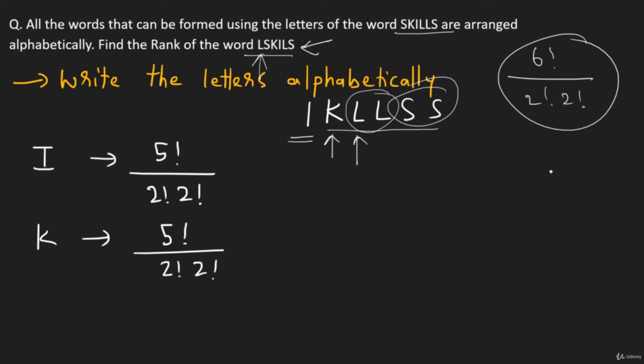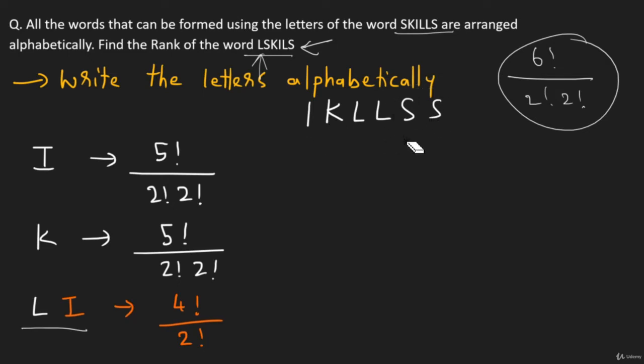So after L, what would be the next letter that would come? It would be I, right? So how many words will be formed with LI? That would be 4 factorial divided by 2 factorial, right? Why is that so? Because once LI are arranged, we are left with 4 more letters, right? Let me make some space over here. So L and I are consumed, right? So L is gone, I is gone. We are left with 1, 2, 3, 4 letters, of which 2 are of one type. Therefore, words that start with LI will be 4 factorial by 2 factorial.